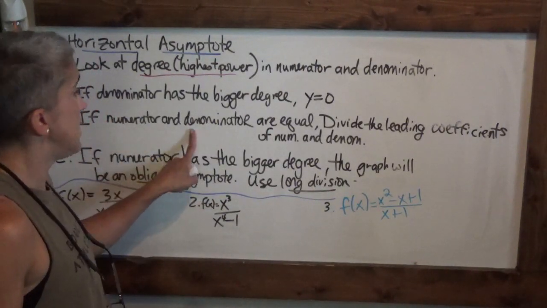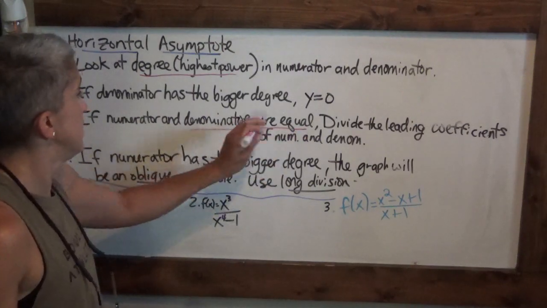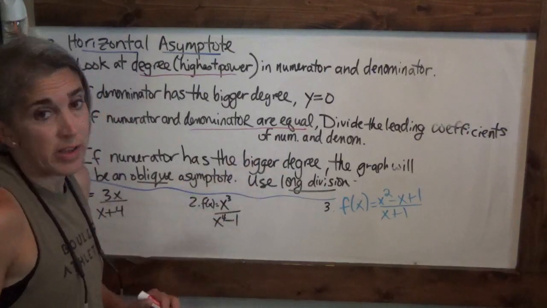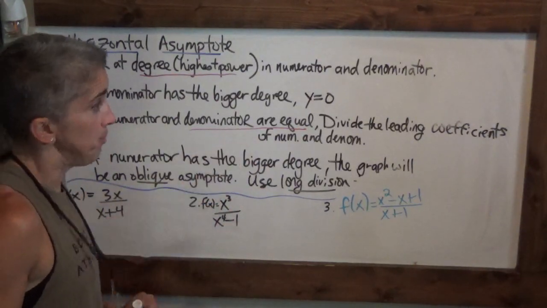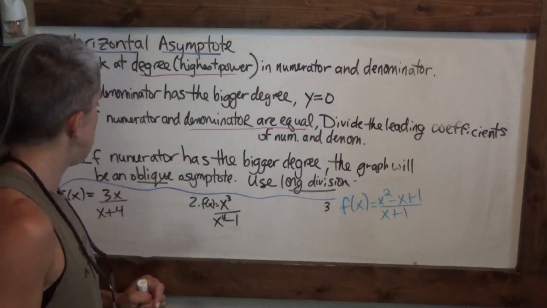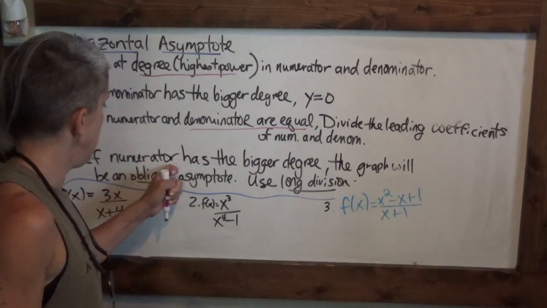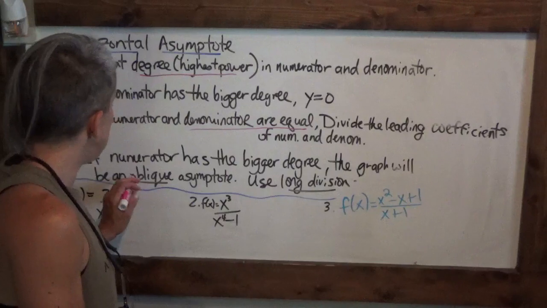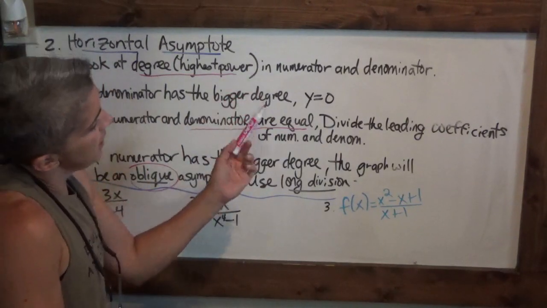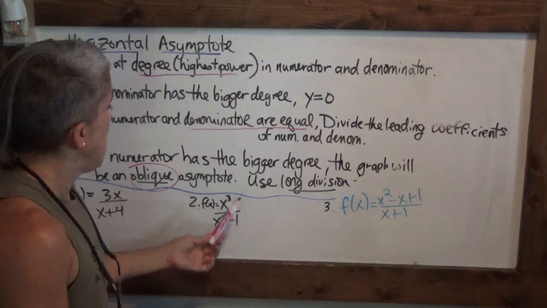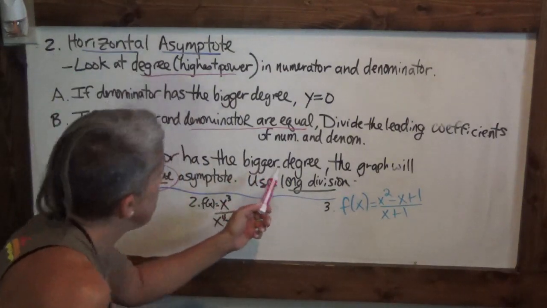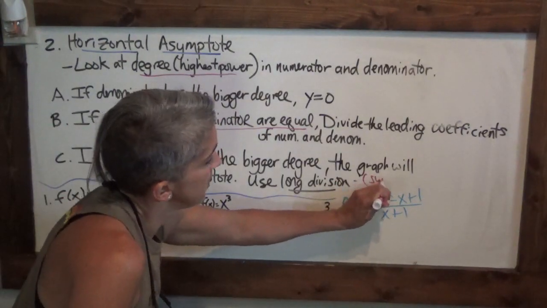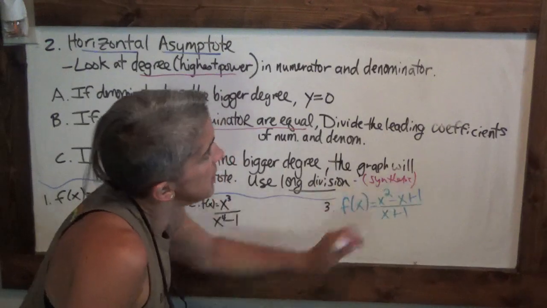If the numerator and the denominator have the same degree, divide the leading coefficients of the numerator and the denominator. So we're going to look at an example for that one. And then the third case is if the numerator has the bigger degree, then the graph will have something called an oblique asymptote. So it's a slanted line. And to figure out this asymptote, we're going to use long division or, if possible, synthetic division. Alright, so we have 3 examples here.